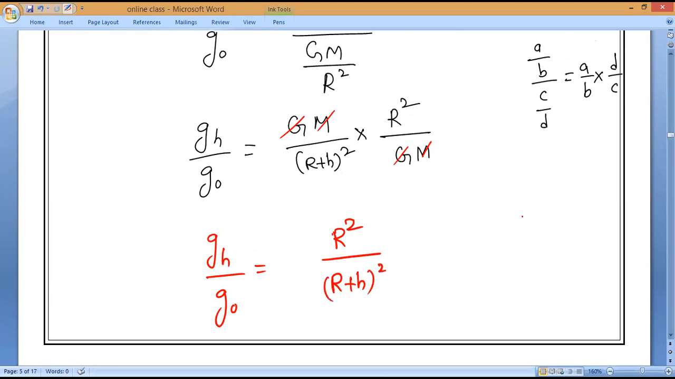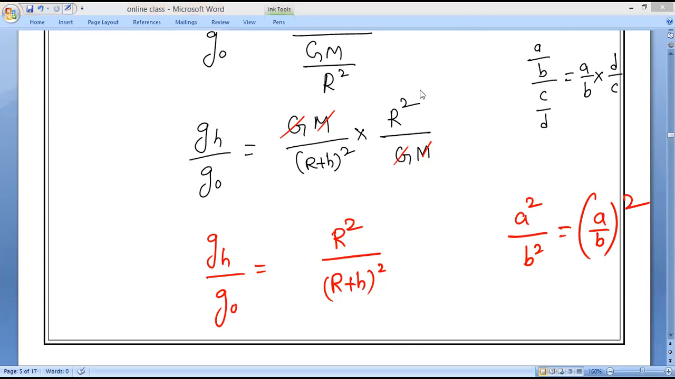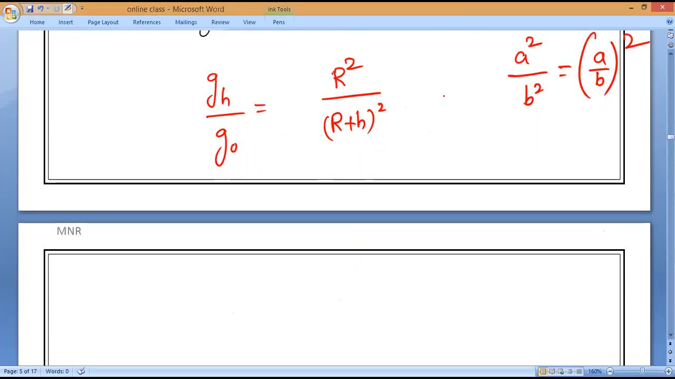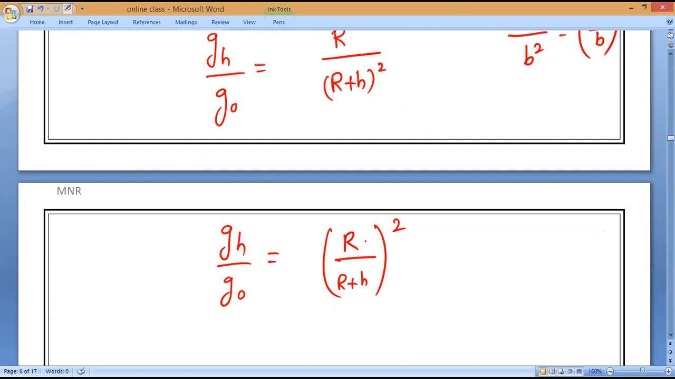Is it so? Now, mathematics: A square by B square is equal to A by B whole square. Is it right or wrong, everyone? Same way, how will this one turn? g_h by g naught is equal to R by R plus H whole square. Yes or no? Clear? Any doubt?